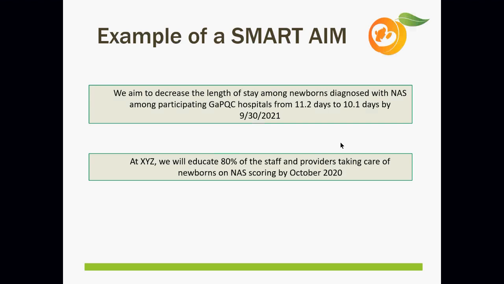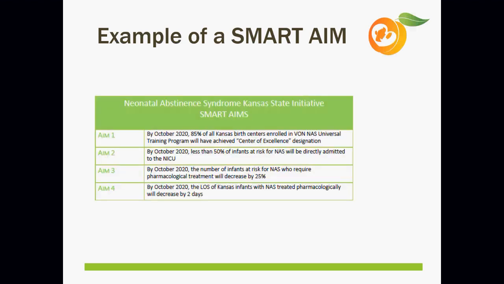So here are some SMART aims that the Kansas State Initiative came up with, which again illustrates some of the things that I just mentioned. If you have a lot of kids you see, you can take specific aims. If you look at aim 3, by October 2020, the number of infants at risk for NAS who require pharmacologic treatment will decrease by 25%. So that is a SMART aim.